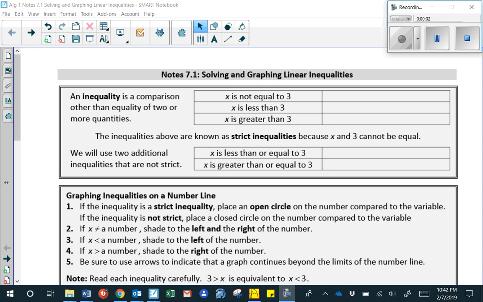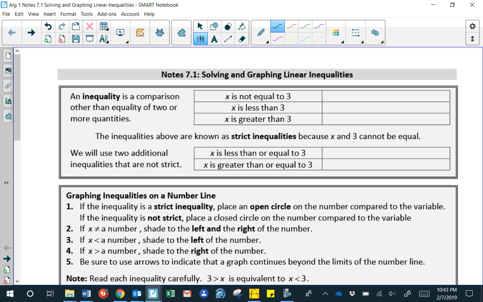Today we're going to be talking about solving and graphing linear inequalities. So let's talk first about what an inequality is. It is a comparison other than equality, that is other than equals, of two or more quantities.